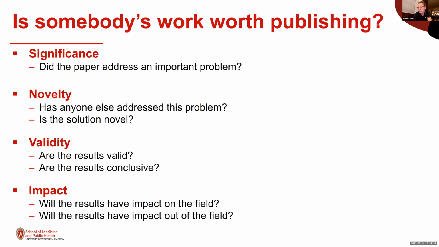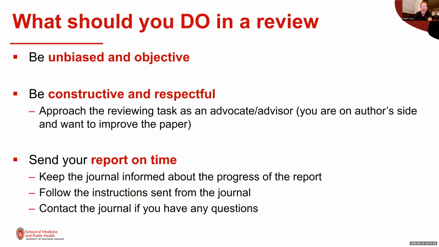So when you ask whether a certain paper is worth publishing, what do you think are the questions you should ask? It's actually the same questions that you ask yourself if your paper is worth publishing: significance, novelty, validity, and impact. Same things that you send in are what you look at when you get it for review. What should you do in a review? You should be unbiased and objective. You should be constructive and respectful.